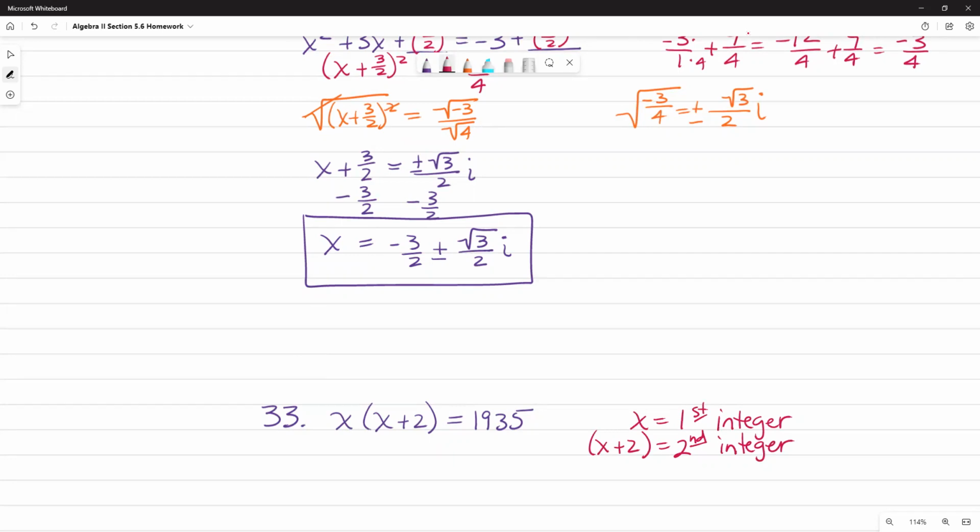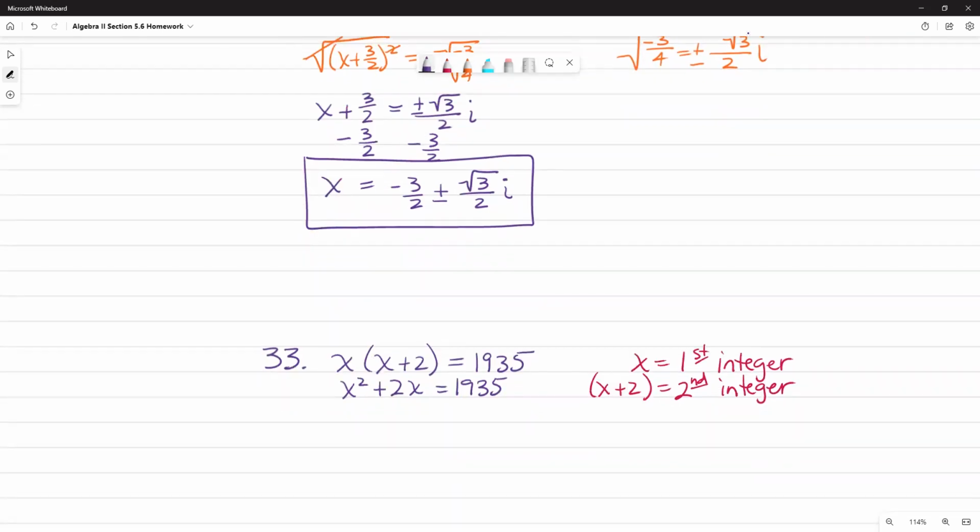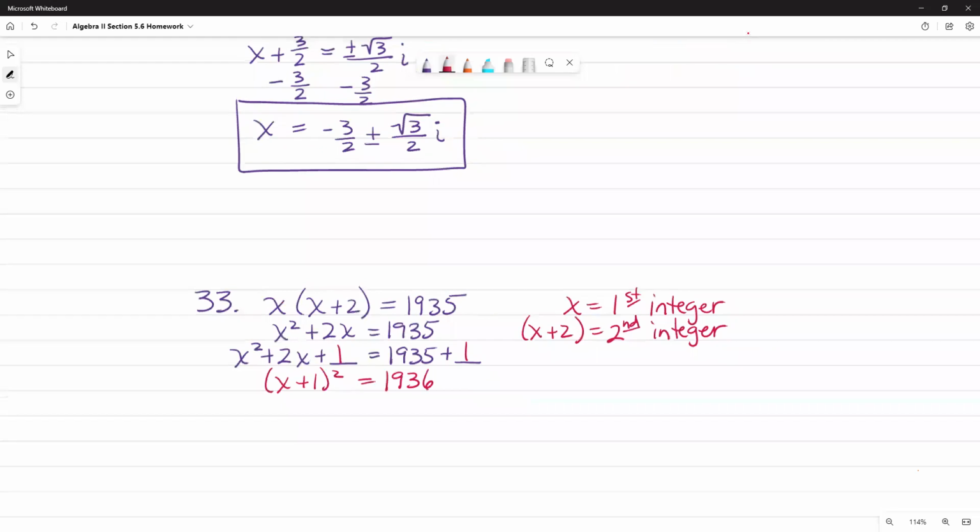So product means multiplication. And so let's go ahead and distribute so that we can simplify this. So just going to distribute the x in there. So this becomes x squared plus 2x equals 1,935. And I know that 1 plus 1 equals 2. 1 times 1 equals 1. So to turn this into a perfect square trinomial on the left, I'm going to add a 1. And you have to do it to both sides. So this guy becomes x plus 1 squared. And this one becomes 1,936. Which I'm hoping is a perfect square.